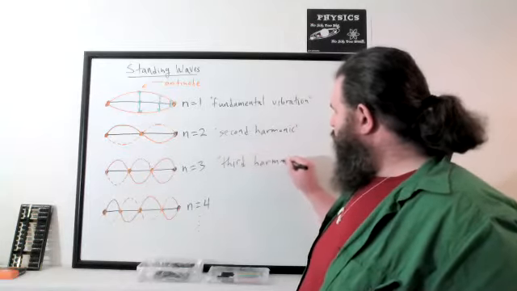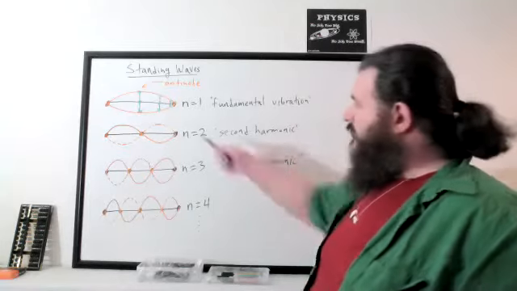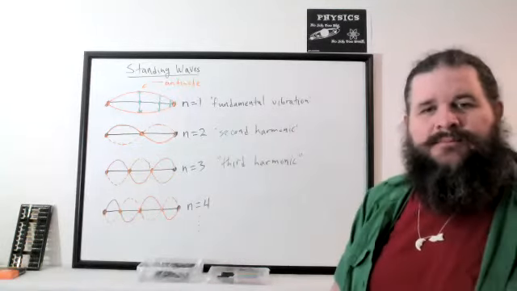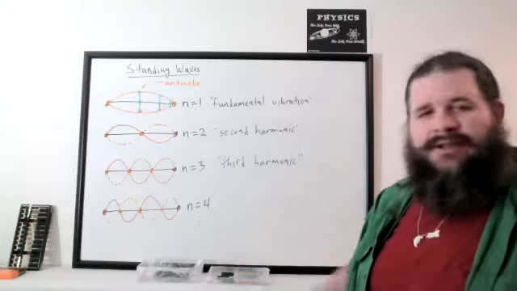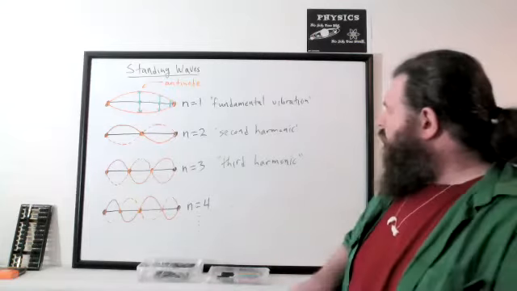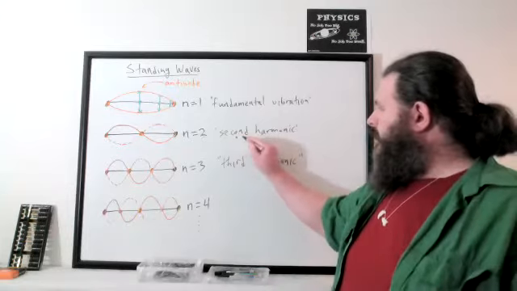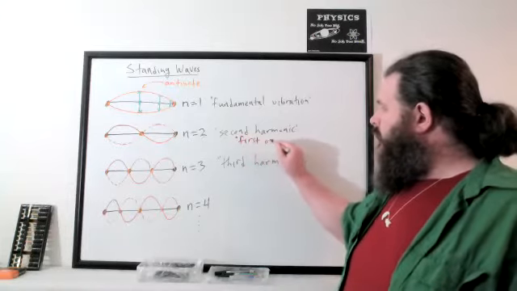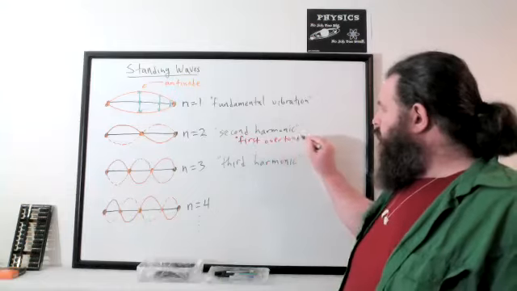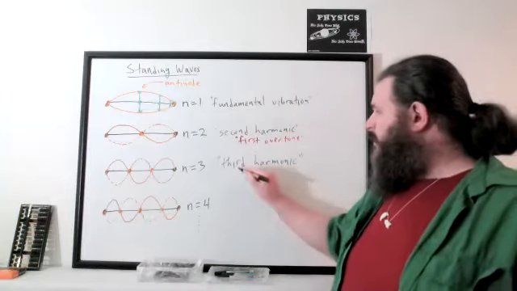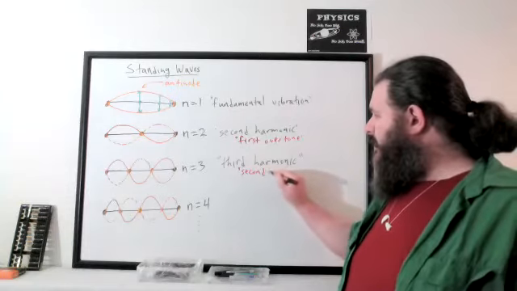So the harmonics are just the various different shapes of standing waves you can get on the same string. And then fourth harmonic and beyond. These are also sometimes called the first overtone. Like the second harmonic is the first overtone, because it's the first one beyond the fundamental harmonic. The third harmonic would then be called the second overtone.